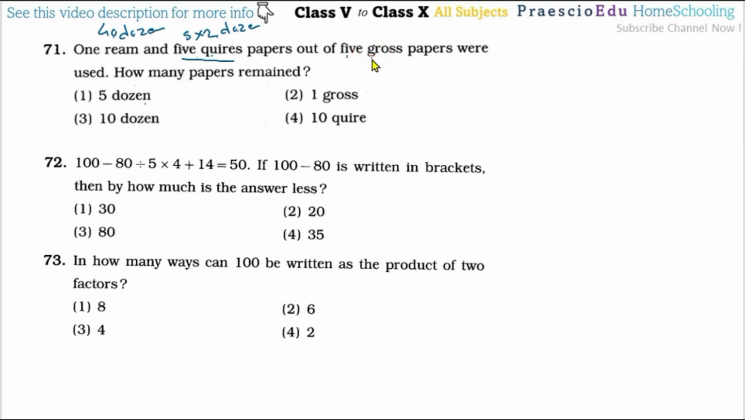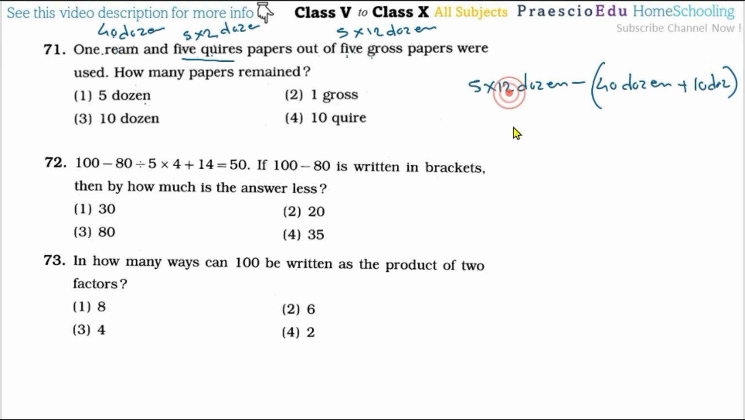Now gross means that is 12 dozens, so 1 gross is 12 dozen, like this one 5 gross means multiply by 5, so 5 multiplied by 12 dozens. Out of that one means minus, in a bracket, additions of this one. 1 ream means 40 dozen. Then additions of this 5 quire means 5 multiplied by 2, that is 10 dozen.